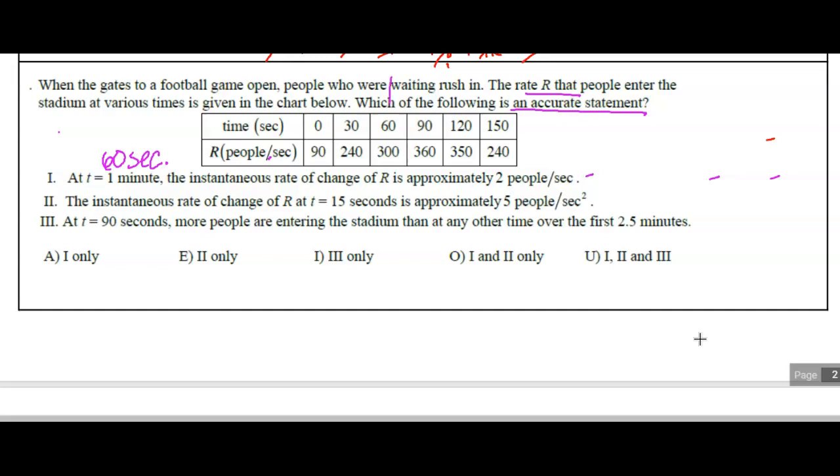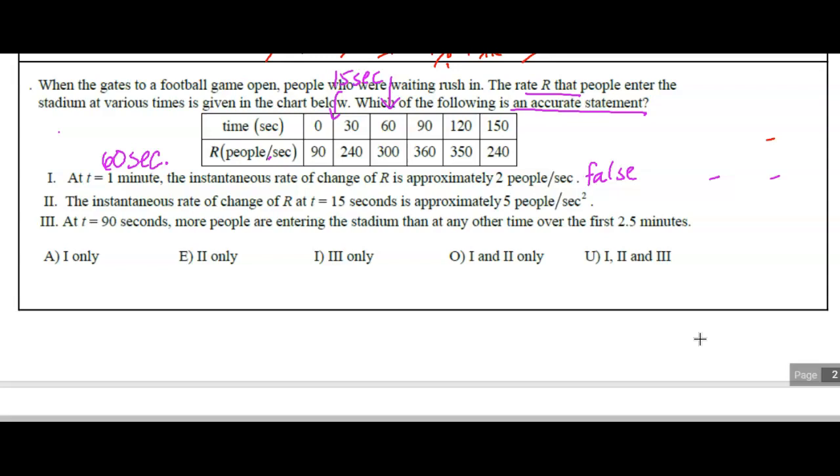Well, we look at 60 seconds, and it's really about 5, because if I do my y divided by x, it's about 5 people per second, okay, at that instant. So we're going to say that that is false. Number 2, the instantaneous rate of change at t equals 15 seconds, which would be about right there, is 5 people per second per second.